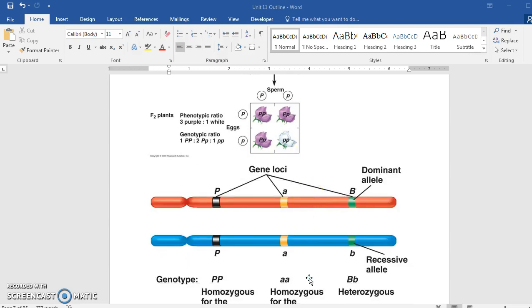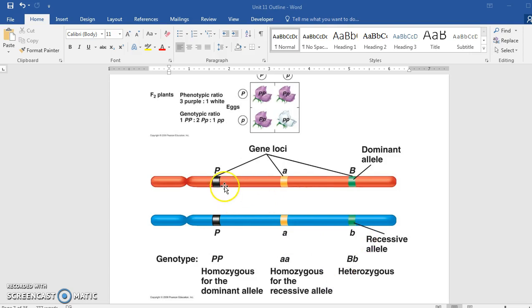Let's see what this might look like if we're looking at a chromosome. This is greatly simplified, but on the chromosome that would come from the mother, coming from the female part, you have the big P, little a, big B. If they're capital, that means they're dominant. If they're lowercase, it's recessive. In the male structures, you have the chromosome, you have the big P, little a, little b.